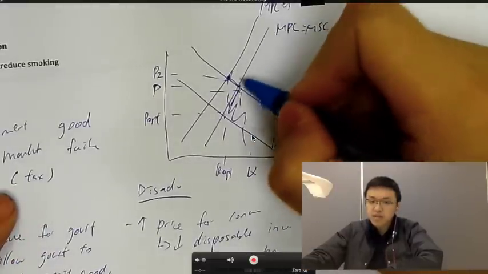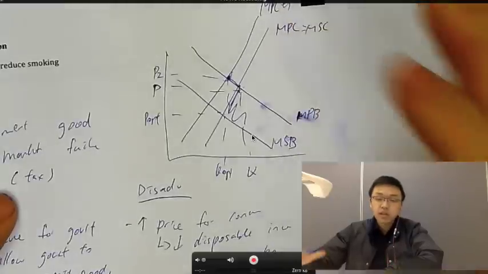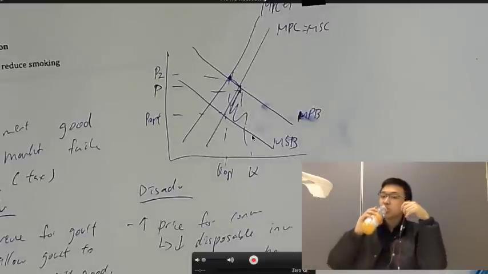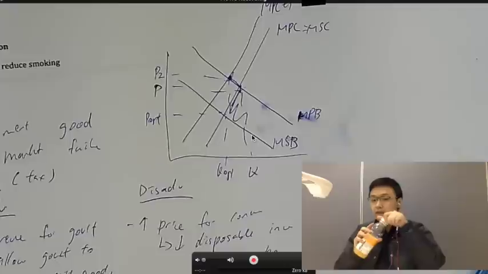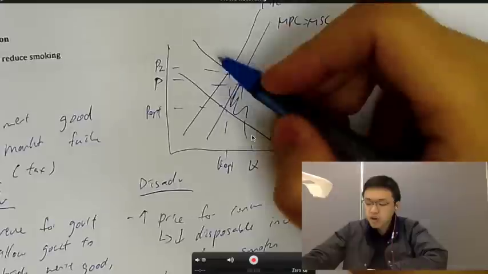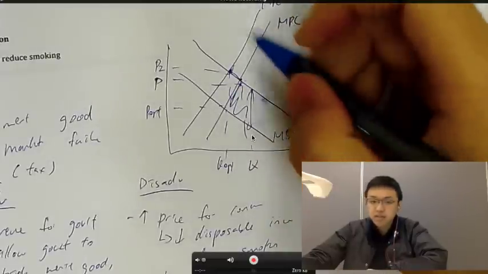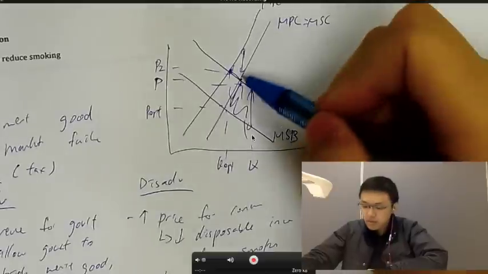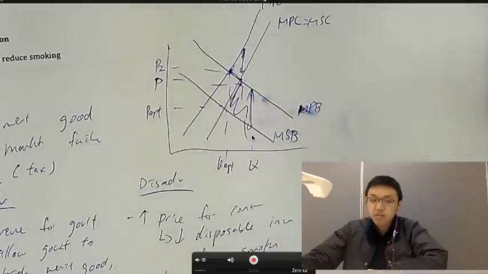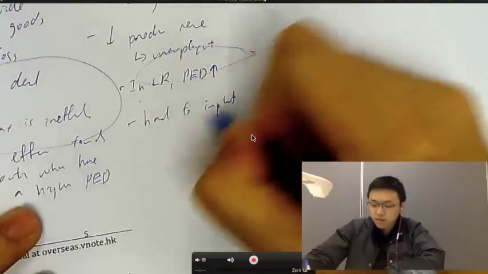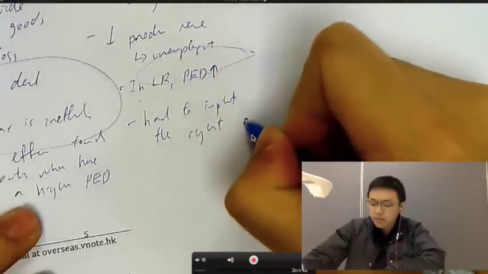This is the best from society's point of view. The tax has completely eliminated the market failure. But of course, you should remember that it is very hard to estimate the value of the externality. For the tax to completely eliminate the market failure, the externality must equal the value of the tax, right? So it's very hard to do that. So you can say it's hard to implement the right amount of tax.